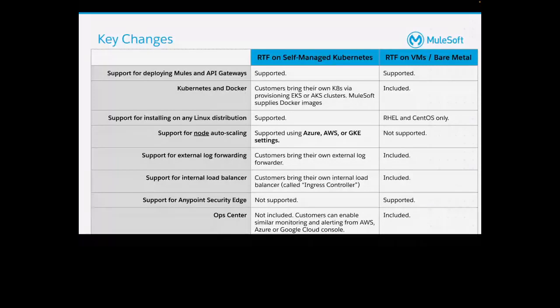Then auto scaling. In terms of auto scaling, this is supported by Azure, AWS, and GKE. For the VM bare metal, auto scaling is not supported, but you'll have to take care of that. You need to strategize and ensure that, based on your volumetrics and your actual capacity requirements, you model your VM and bare metal. That's the additional overhead, but auto scaling is supported by self-managed Kubernetes.